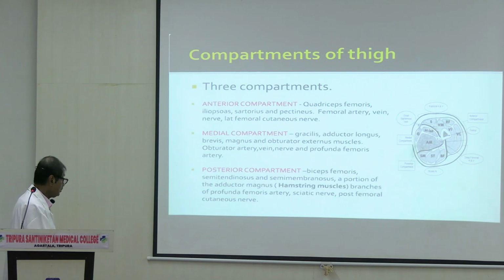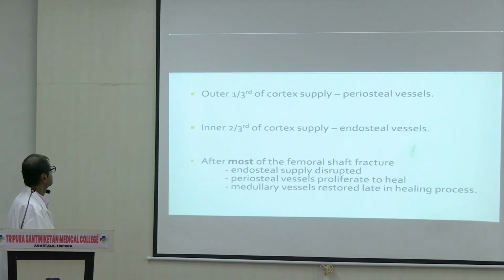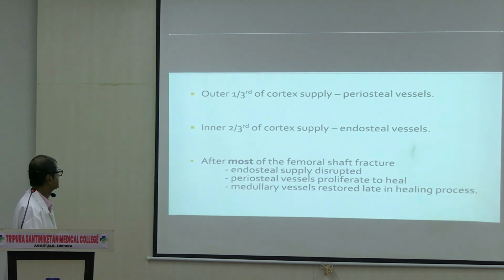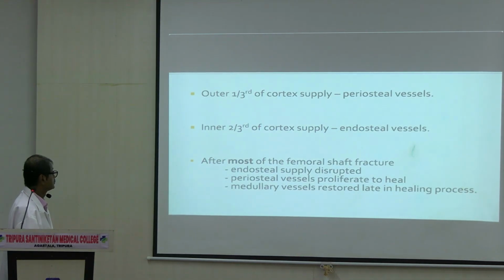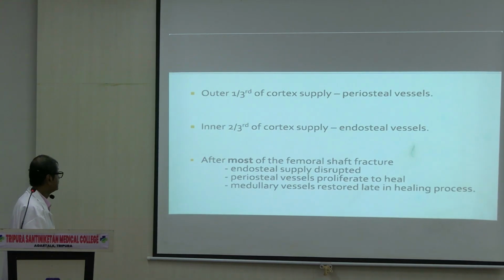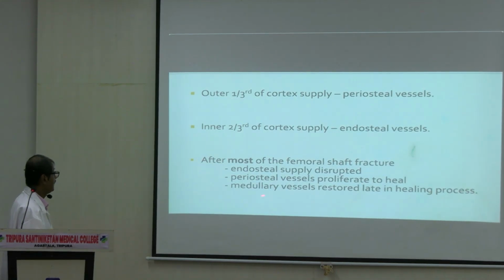So, the compartment I told you about. Artery also, blood supply: the outer third of the cortex is supplied by periosteal vessels, the inner two-thirds by endosteal vessels, and the endosteal vessels come from nutrient vessels. So when there is a fracture, the nutrient vessels and endosteal vessels are disrupted. This endosteal supply is disrupted. Periosteal vessels are also lost, and medullary vessels are restored late in the healing process.